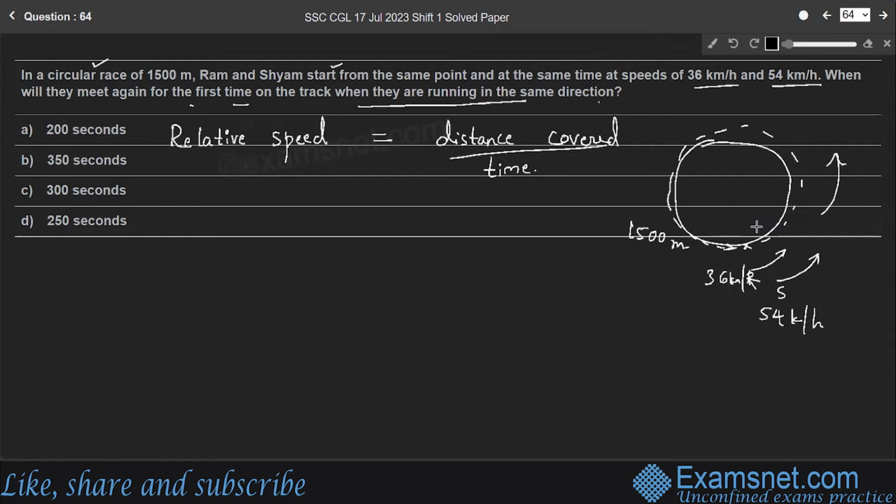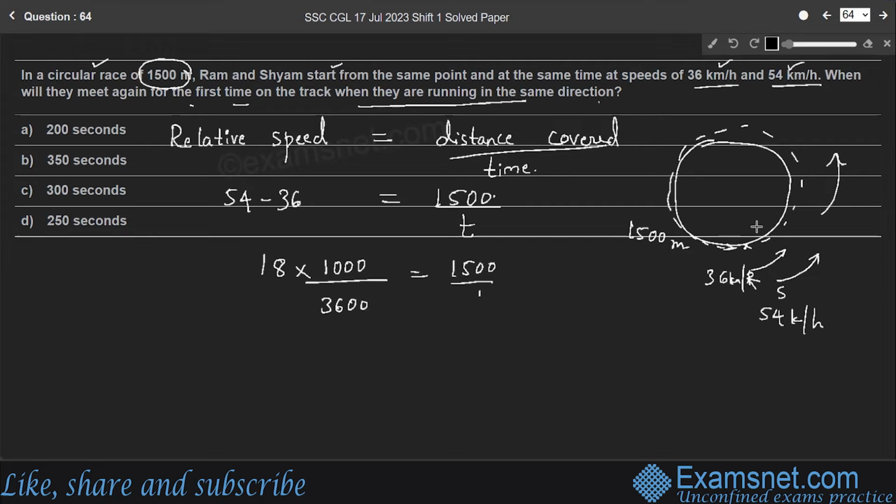Since relative speed is the difference in their speeds, it is nothing but 54 minus 36. Their speeds are 36 and 54 kilometer per hour respectively. So the difference, 54 minus 36, is equal to 1500 meter, the distance covered, divided by the time t that we need to find. Since speeds are in kilometer per hour, let us express them in meter per second, since distance is in meter. So 54 minus 36 is 18 kilometer per hour. Kilometer per hour means 1000 meter by 3600 seconds, is equal to 1500 by t.